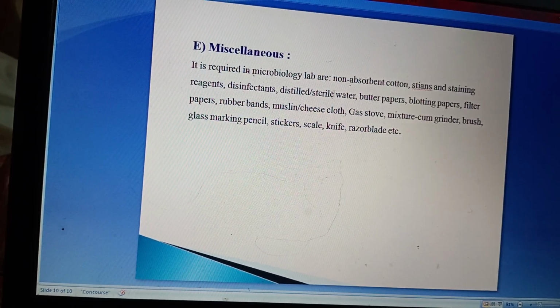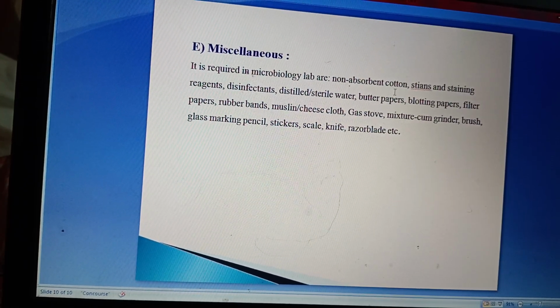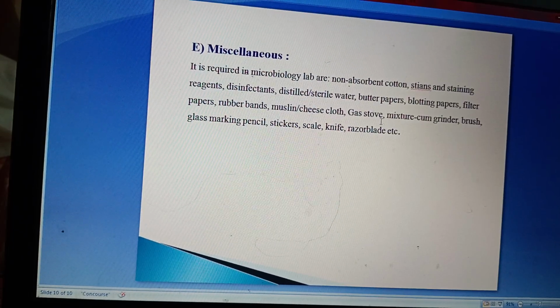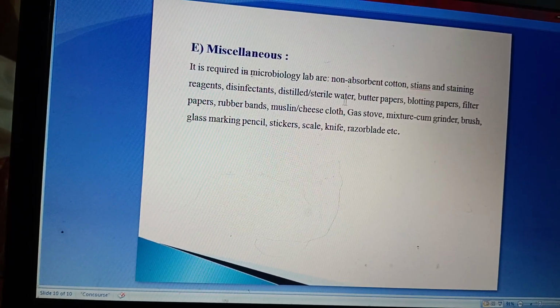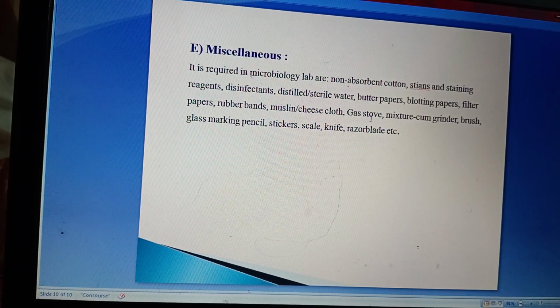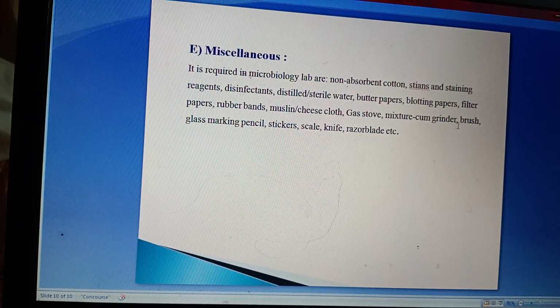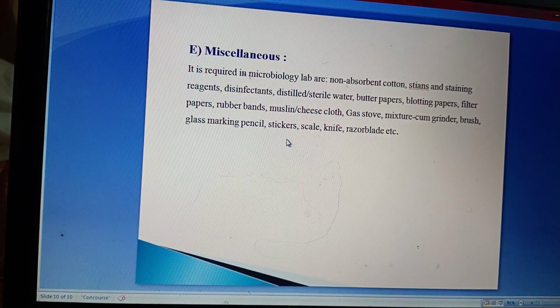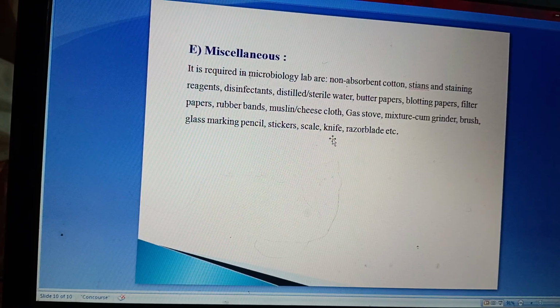It is required in microbiology lab: non-absorbent cotton, stains and staining reagents, disinfectants, distilled water, butter papers, blotting papers, filter papers, rubber bands, muslin cloth, cheese cloth, gas stove, mixer cum grinder, brush, glass marking pencil, sticker, scales, knife, razor blade, etc.